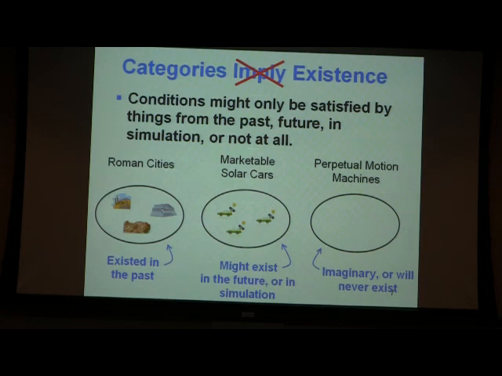And also, the category can describe things that don't exist, or you don't expect to exist, like perpetual motion machines. You can define the conditions of that very simply. You can't really find any instances of it, so that would include all the imaginary things.